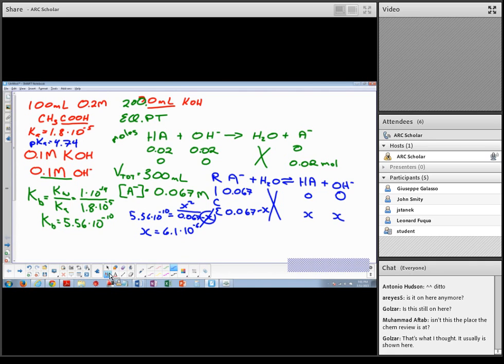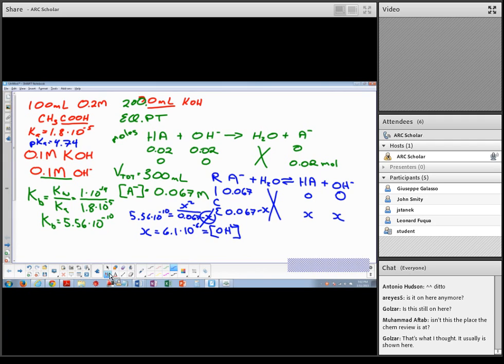Okay, is that less than 5% of the original concentration we started with? No, that's way less, right? You know, think about it, it's not very much is dissociating at all. Okay, so that's way less. So this x, what's that represent? That's the OH minus concentration. Right, we're not done yet.